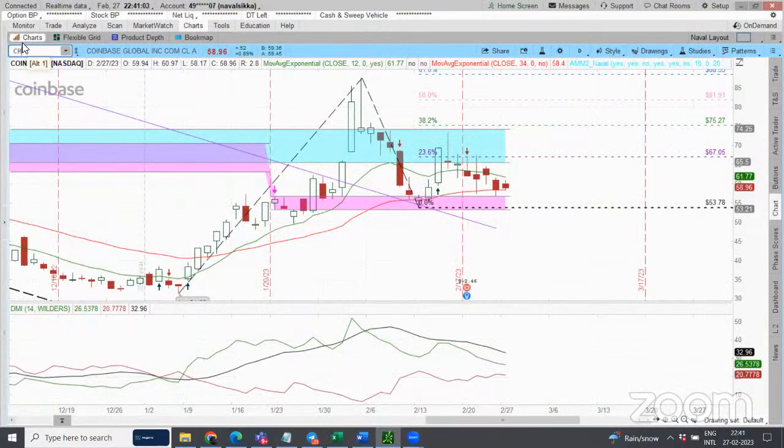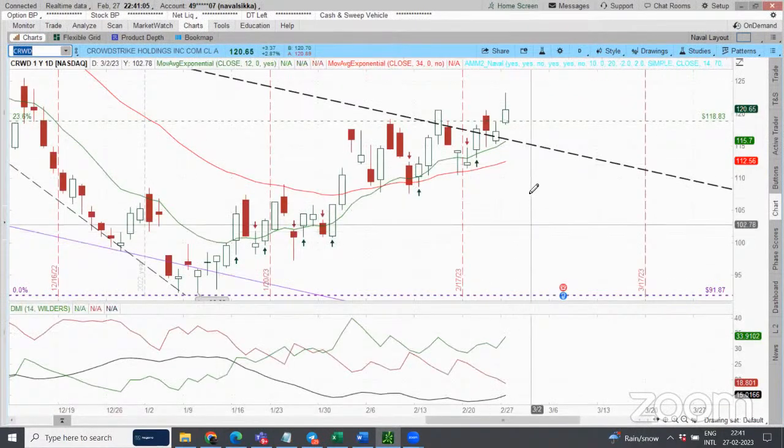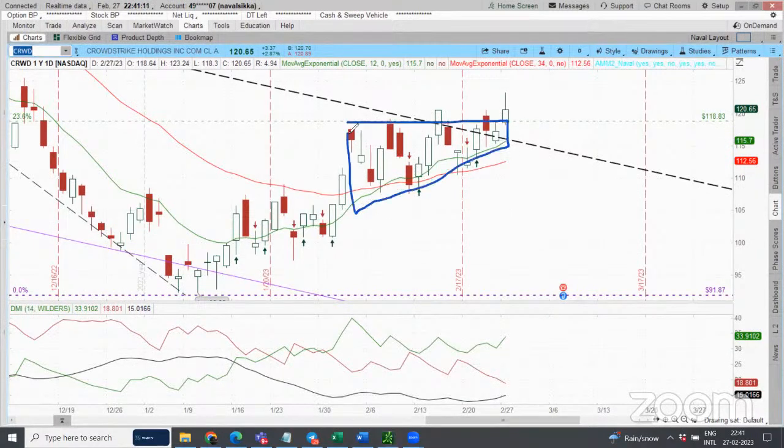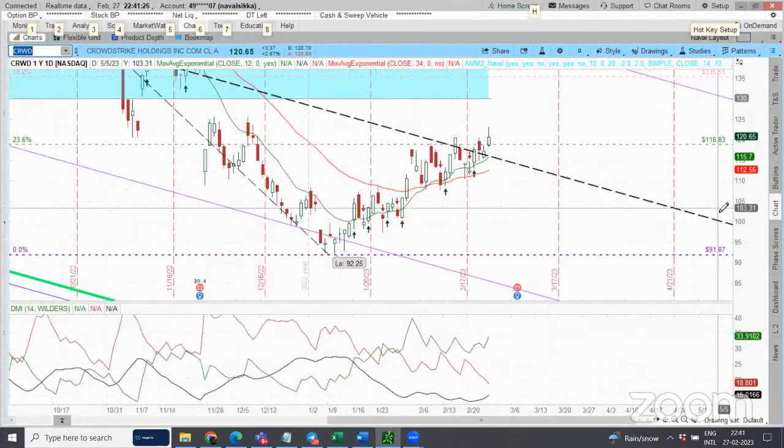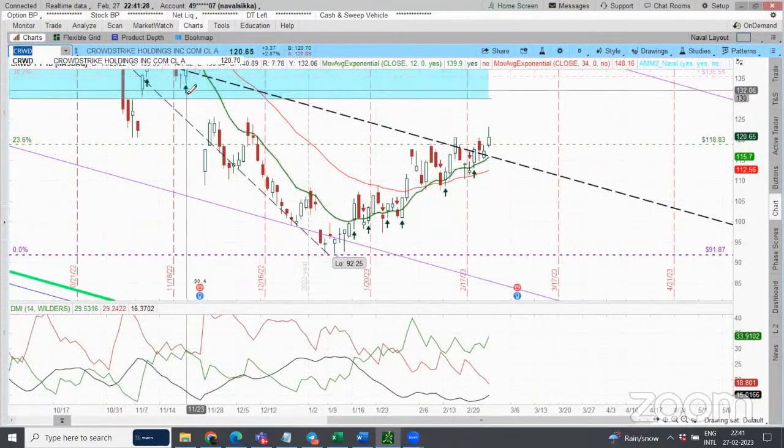Crowd did really well today. It broke out, and as we discussed last time, it's a breakout from here. So it's a good breakout which is happening now. The question is, will it sustain? 119 is a make or break level for crowd. If the market supports, I think crowd has the ability to come and fill the gap.